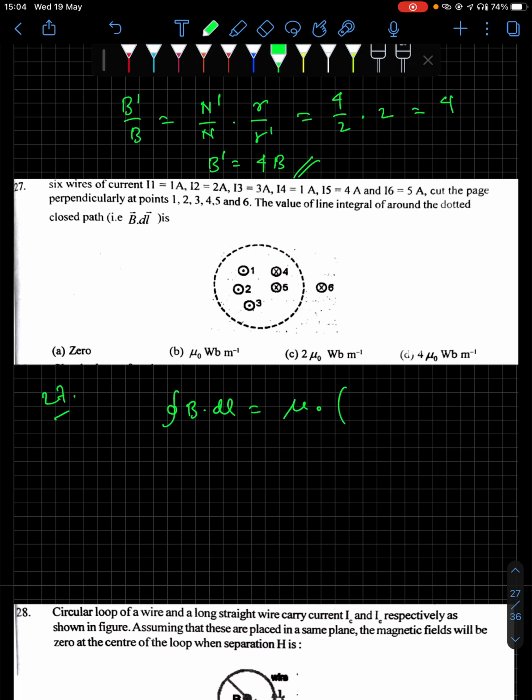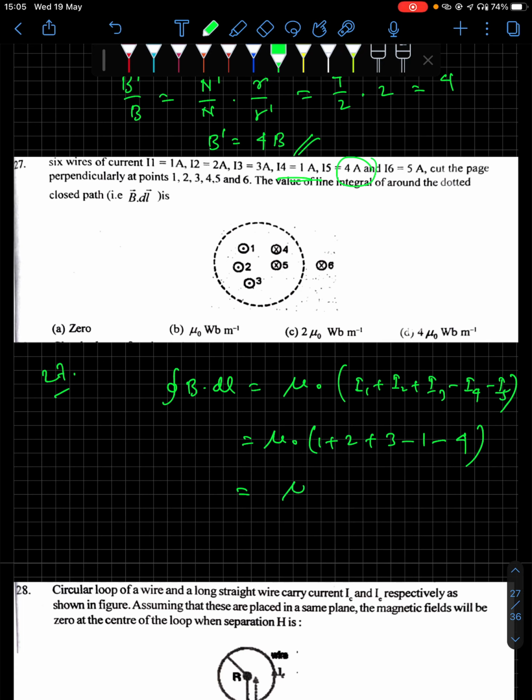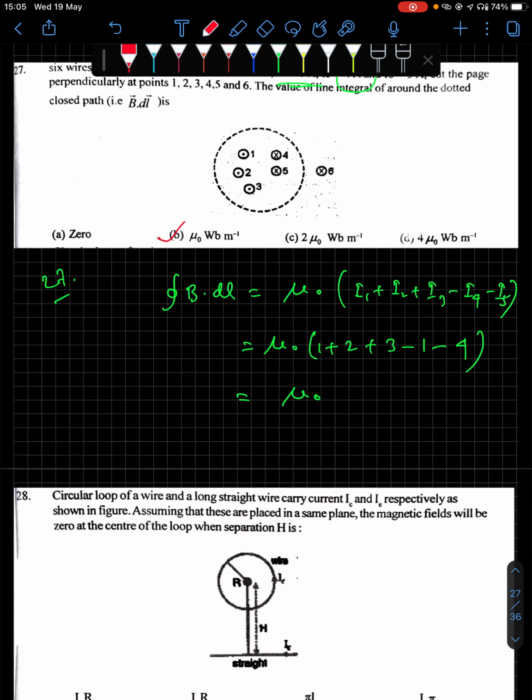So what is I here? Like I1 plus, say we are considering the currents which are coming out as positive, and then we'll consider the entering ones as negative, minus I4 minus I5. The values: I1 value is 1, I2 value is 2, I3 value is 3, I4 is given as 1 ampere, and I5 is given as 4 ampere. So mu naught survives. So mu naught is the answer. Option number B.